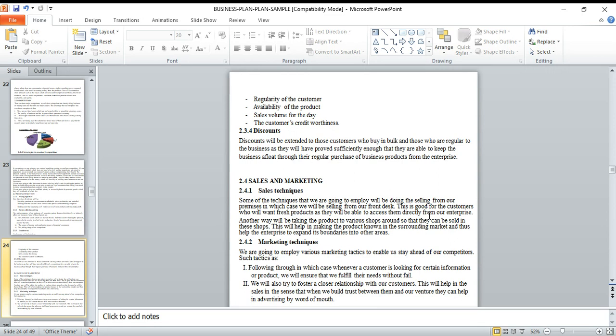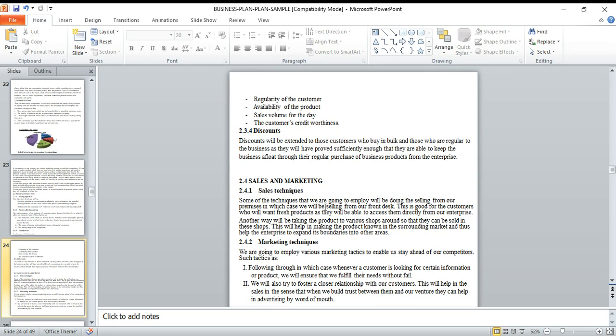Then after the pricing strategy, we are looking at the sales and marketing. So how will we achieve our sales and how will we be able to acquire the market? So we're talking of the sales techniques and the marketing techniques. So we start with sales techniques, and you can see sales and marketing is 2.4. I have 2.4.1 sales techniques, 2.4.2 marketing techniques. Very important, the logical organization of my work.